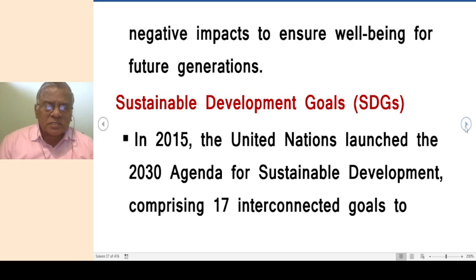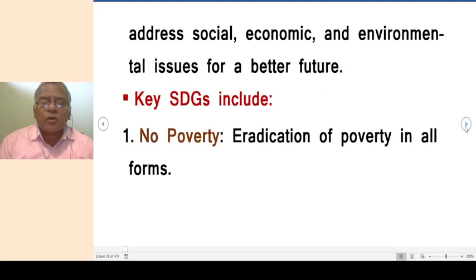Let us talk about the Sustainable Development Goals. In 2015, the United Nations launched the 2030 Agenda for Sustainable Development, comprising 17 interconnected goals to address social, economic, and environmental issues for a better future. What are the key Sustainable Development Goals here? What do they include?